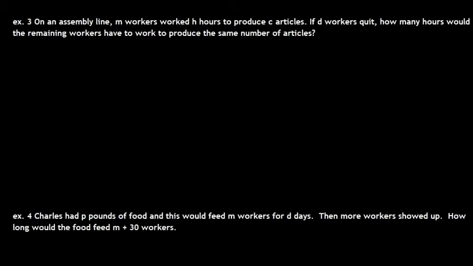Okay, this one says, on an assembly line, M workers worked H hours to produce C articles. If D workers quit, how many hours would the remaining workers have to work to produce the same number of articles? Okay, this is a different formula. This is going to be the one that's rate times workers times time equals articles.